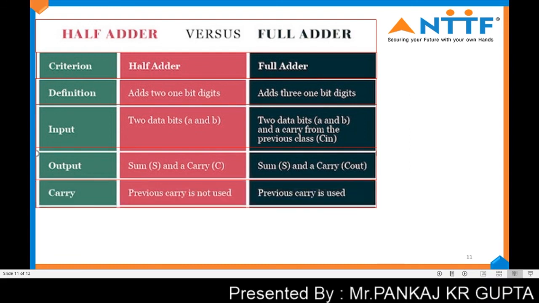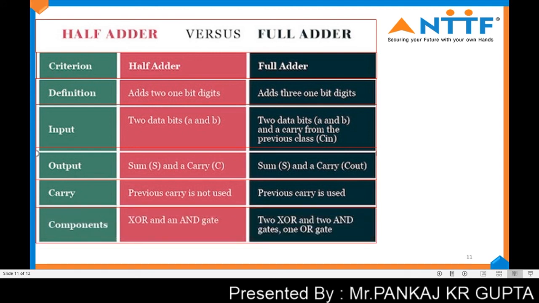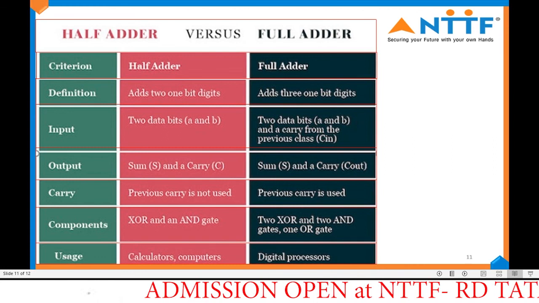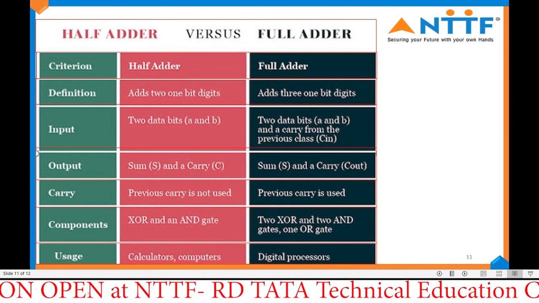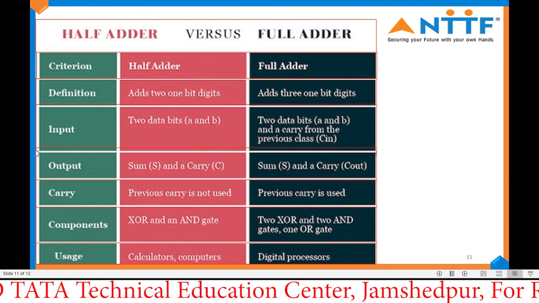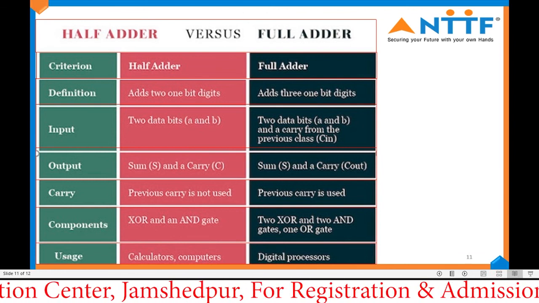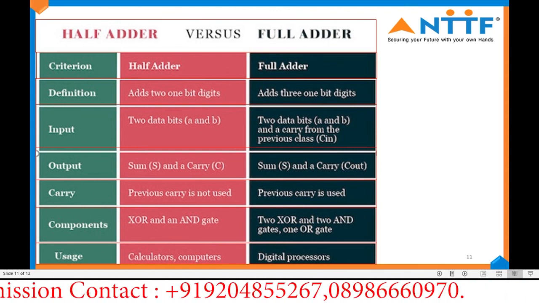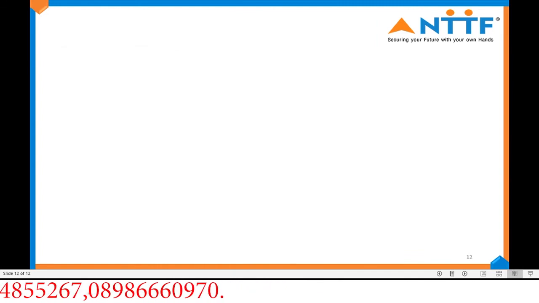In a half adder, the previous carry is not used, but in a full adder, the previous carry is used. In a half adder, we use an XOR gate and AND gate, but in a full adder, we use an XOR gate, AND gate and also an OR gate. The half adder is used in calculators and computers, and the full adder is used in digital processors. Hope you all understood the topic. Thank you.